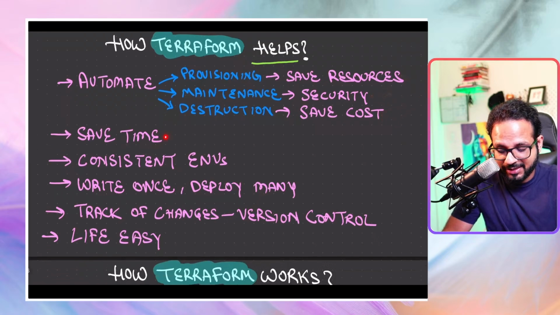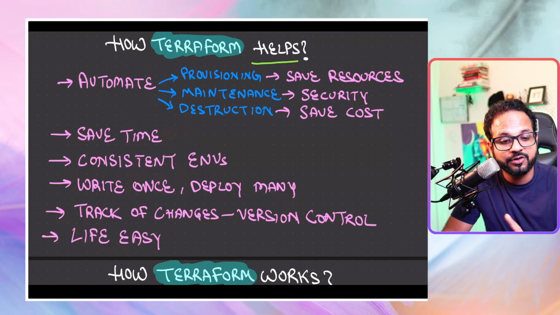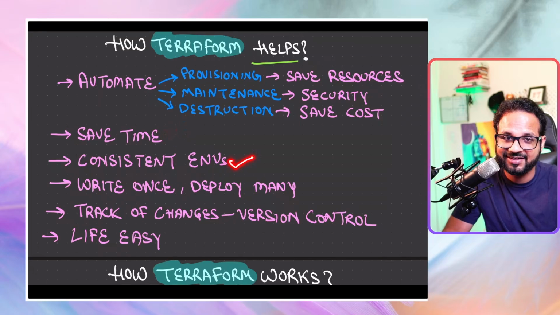Now, it also helps you save time, because now you can automate everything instead of someone going manually and running all those things. Now, it works on my machine doesn't really remain a big concern, because you have consistency between different environments. They are identical, and you have to write it once, deploy many times. You can use the same template to deploy as much infrastructure as you want. You just need to make some changes to the variables, and that should be it.